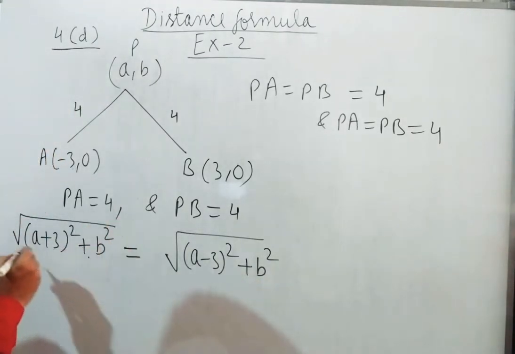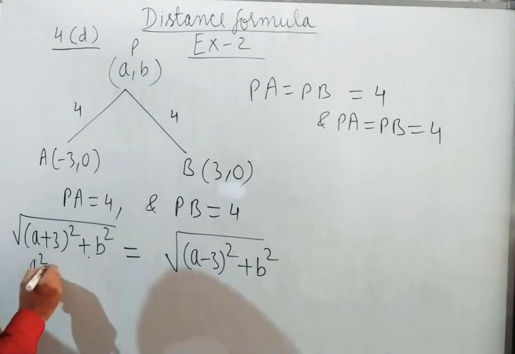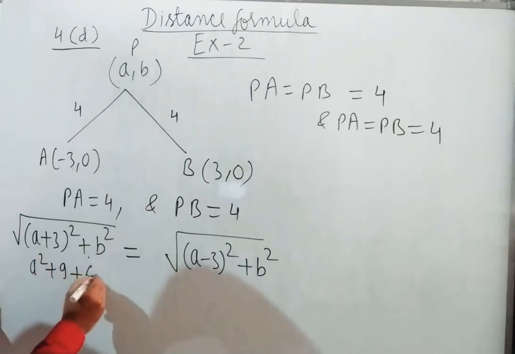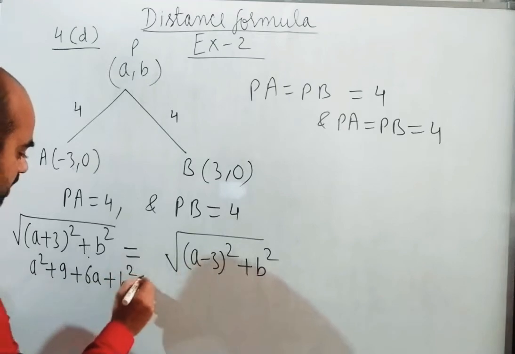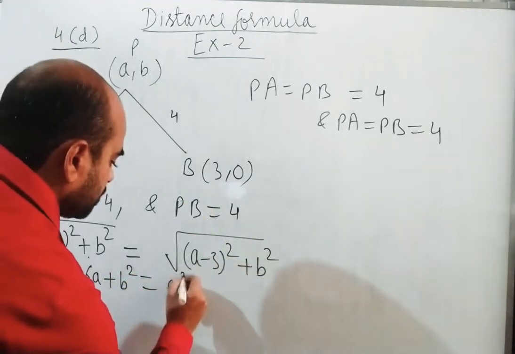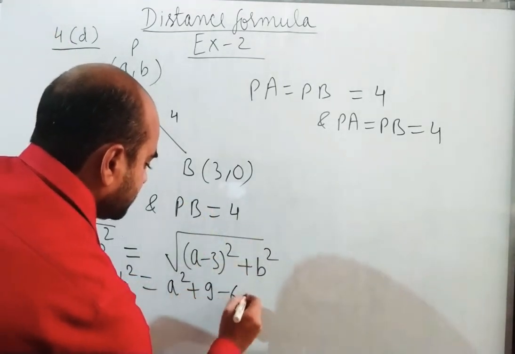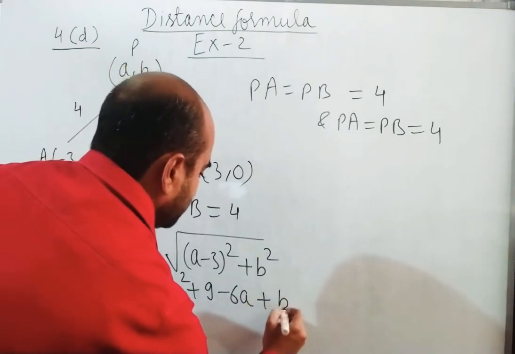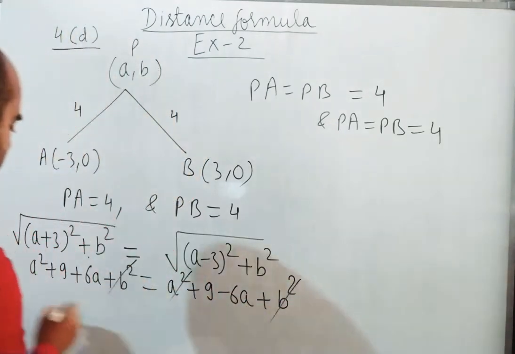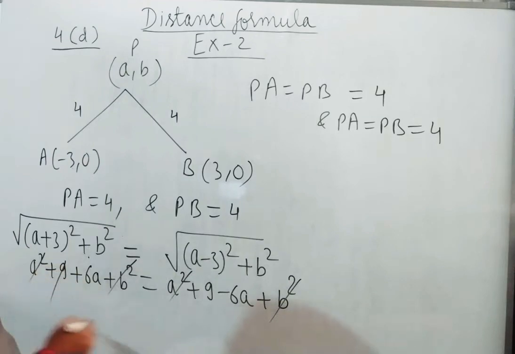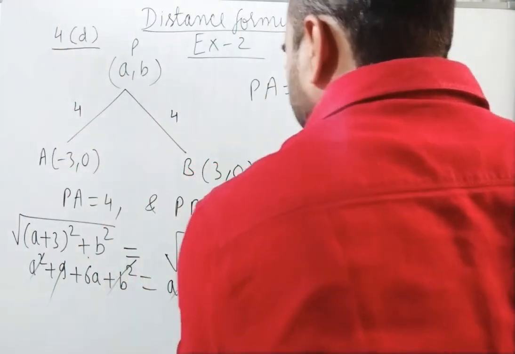So squaring both sides. So this will become a square plus 9 plus 6a plus b square. This becomes a square plus 9 minus 6a plus b square. Now a square, b square cancel. 9 and 9 cancel. Correct? Now what is left? Left is 6a here and minus 6a here.